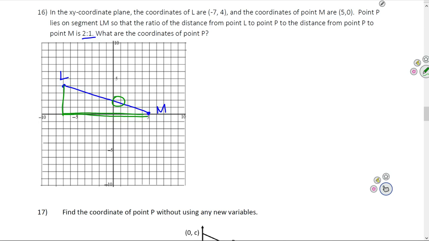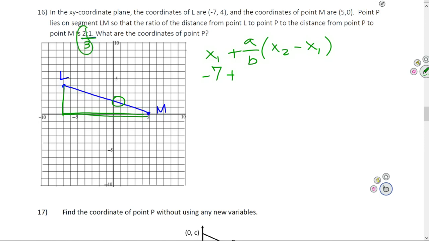In the x direction, I'm starting somewhere, and I'm going some ratio of the full length. Okay, I'm starting at L because it says from L to M, and then L to P, and then P to M. So I'm starting at L, at an x coordinate of -7. Okay, and then 2 plus 1 is a total of 3 parts.